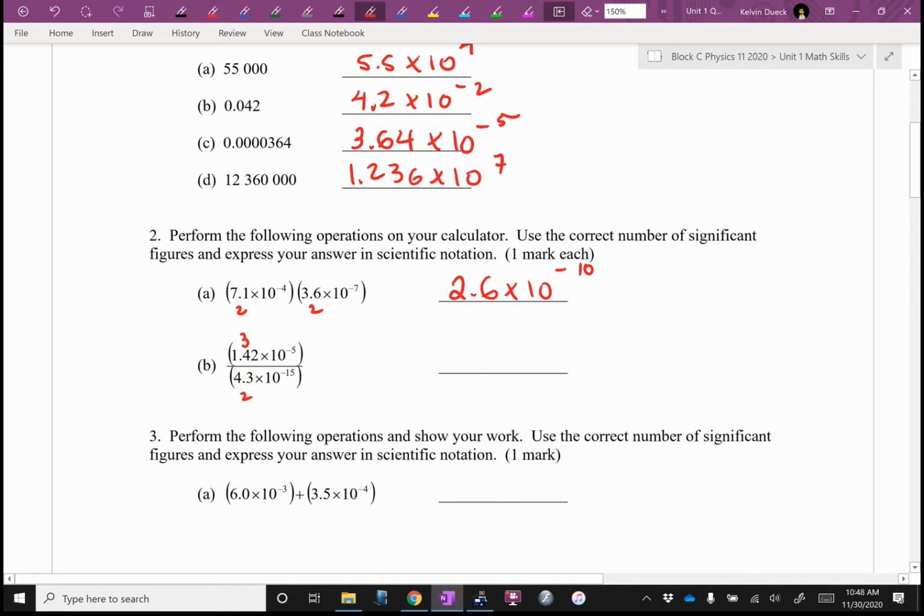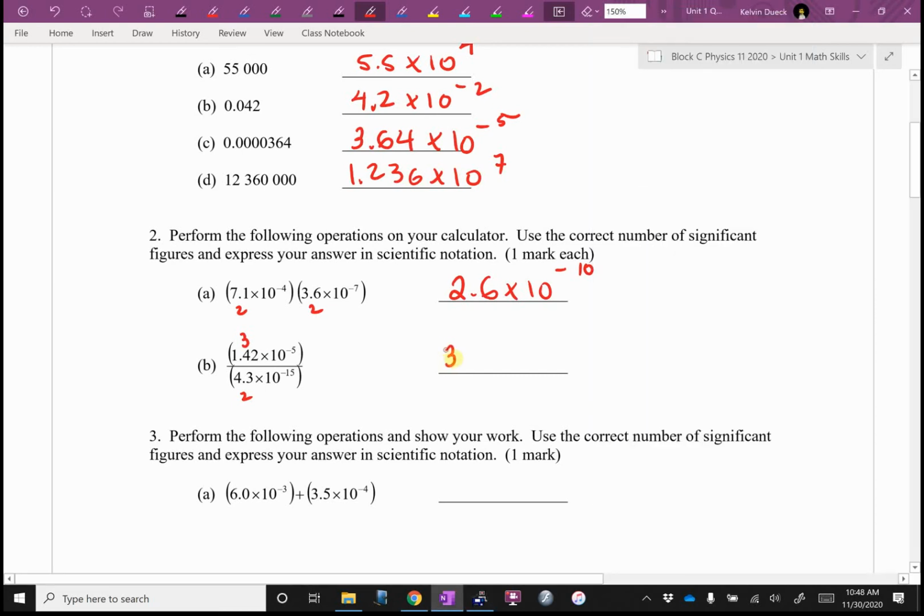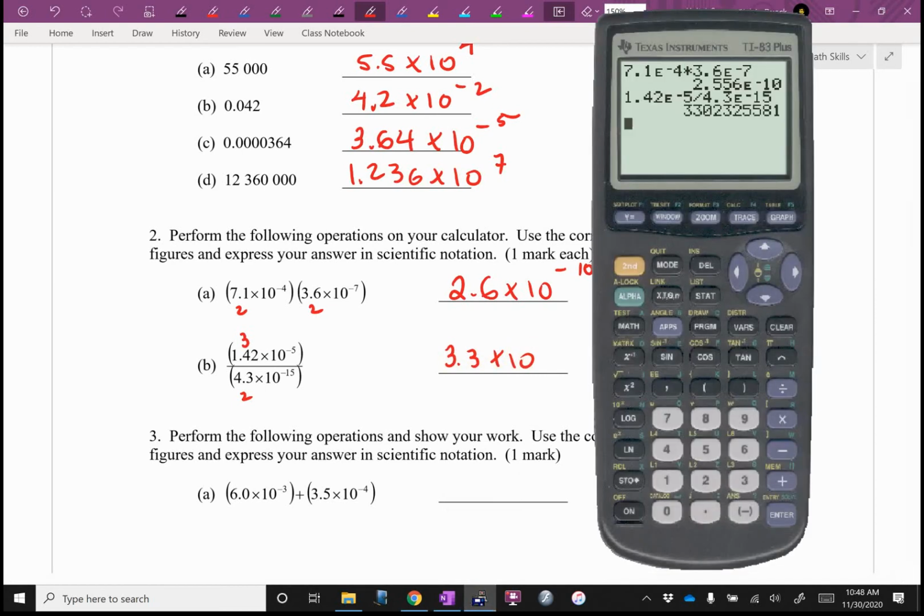3 sig figs, 2 sig figs. I'm going to go to 2 sig figs. 1.42 scientific notation button, negative 5, divided by 4.3 scientific notation button, negative 15. This is going to give me a pretty big answer, I think. Oh, write it in scientific notation. The second sig fig is that 3. Is that 3 going to stay a 3 or become a 4? So 3.3 times 10 to the 1, 2, 3, 4, 5, 6, 7, 8, 9. Yeah? Yeah, 9?